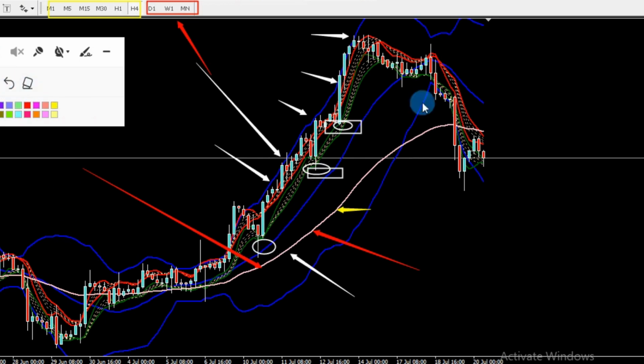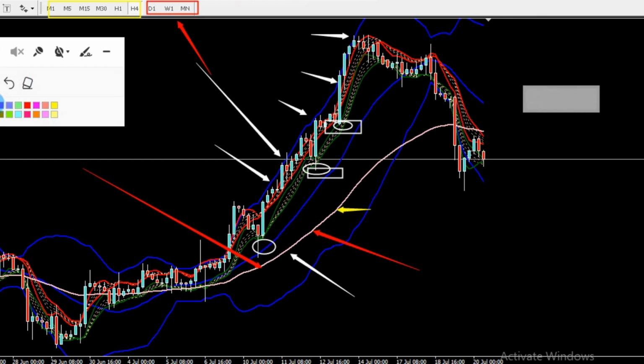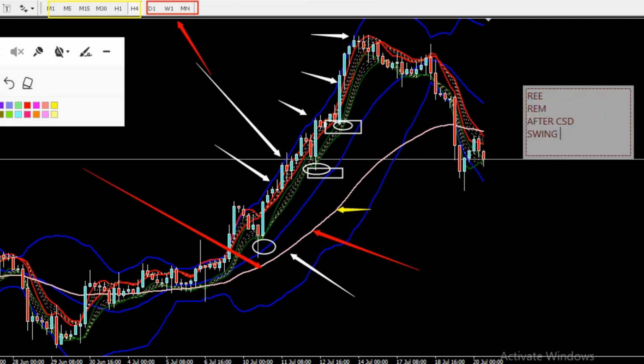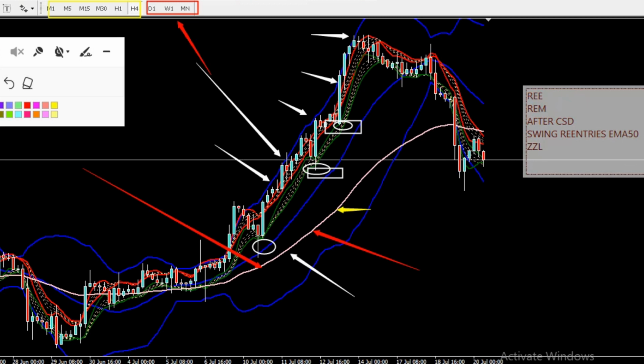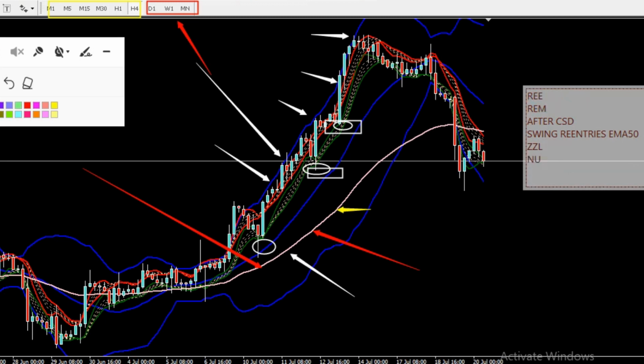Let me change the color. We have REE, REM after CST, swing re-entries with the help of EMA 50, ZZL, zero zone loss, nuclear setup, big lots entries, and many more.